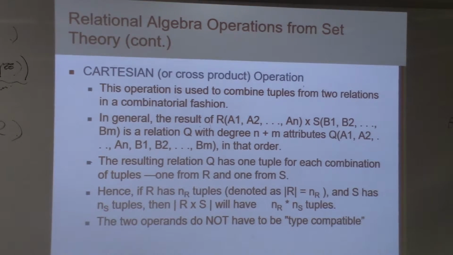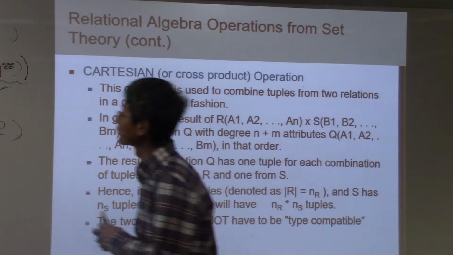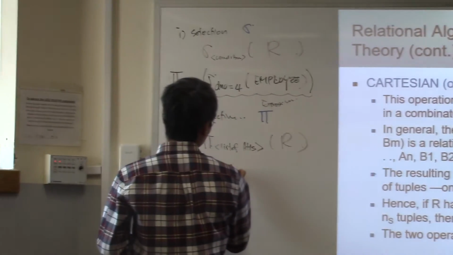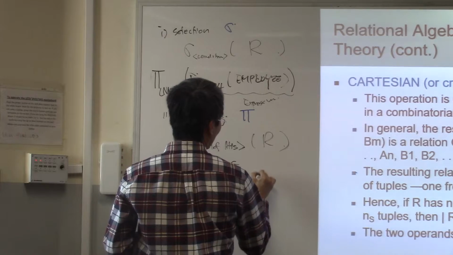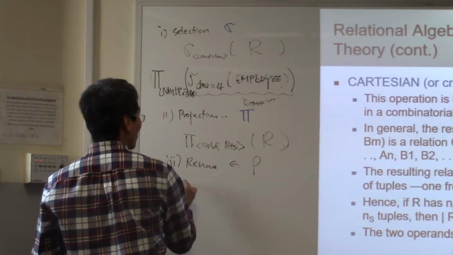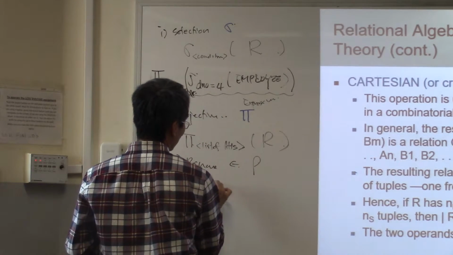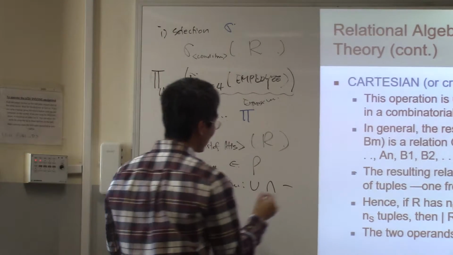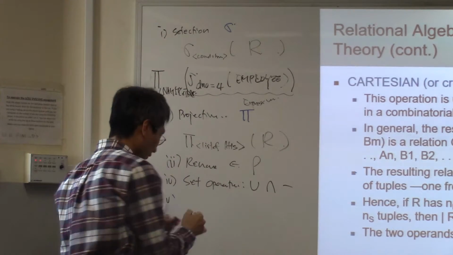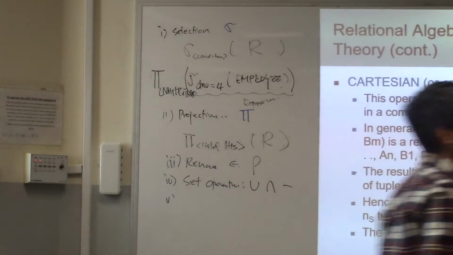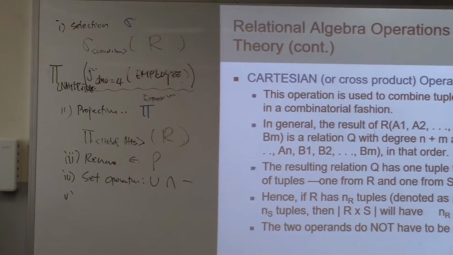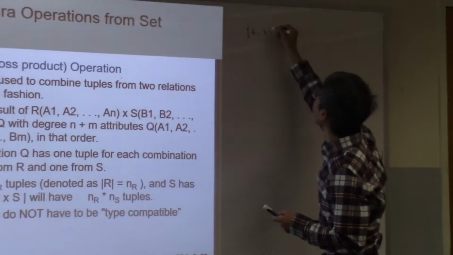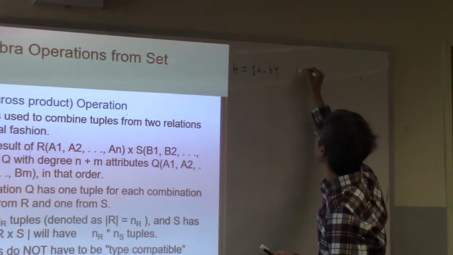So we learned rename, the left arrow, and the row operation, and also we learned the set operations: union, intersection, minus. The next one is a very interesting operation. Do you remember this one? It's a set.